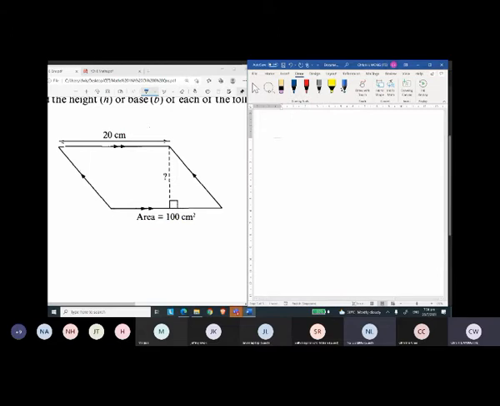Yes. Okay. Simple. This is a parallelogram. You're supposed to find the height. What is the height of this parallelogram? Very simple, just straightforward. No tricks. No tricks, huh?